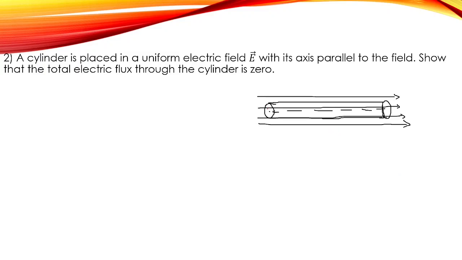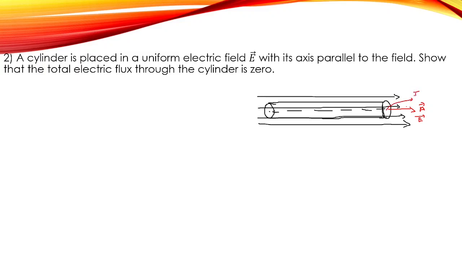So let's consider first these two surfaces. What will be our area vector for this surface? This is our circular surface. The area vector will be outwards and also perpendicular to the surface. So perpendicular to the circular surface means it will be in this direction, that means in the direction of our electric field. So it will be our A vector, and the electric field will be E vector. Let's name this surface as the first surface.